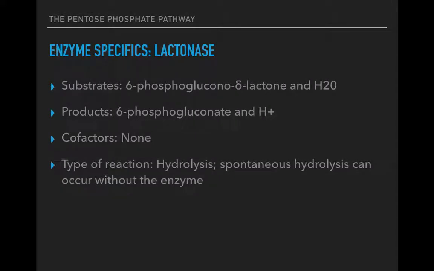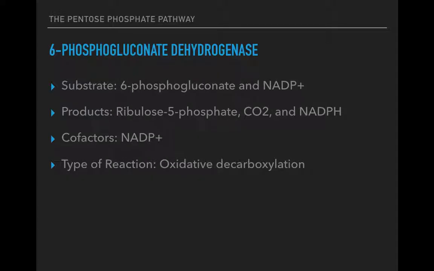Another enzyme is going to be lactonase. The substrates are 6-phosphogluconolactone and water. The products from this reaction are 6-phosphogluconate and a hydrogen ion. This enzyme doesn't really have a major cofactor that plays an important role in the reaction. This type of reaction is a hydrolysis reaction. It can also occur spontaneously without the enzyme, but it takes a while, and so it's not really favored without the lactonase.